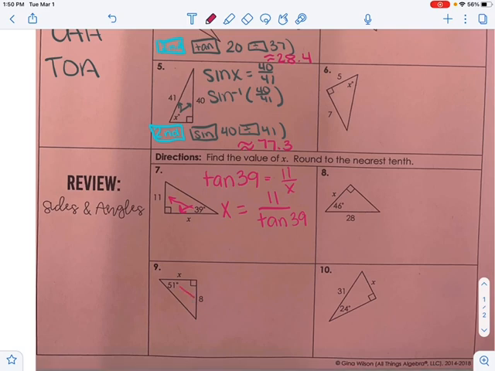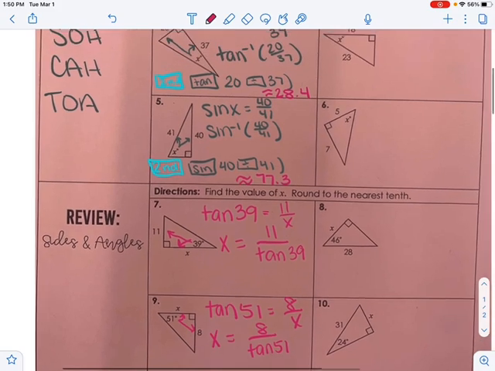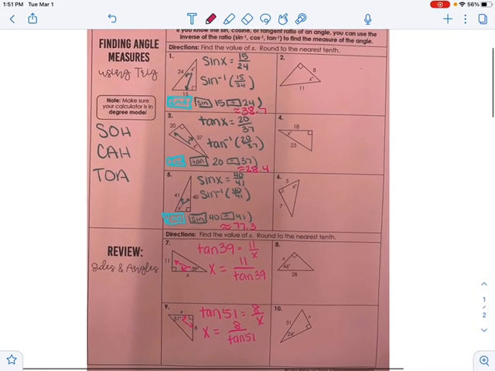Same with this next one. Again, no hypotenuse, so this one again is a tangent. Tangent 51 is equal to 8 over x. X is on the bottom of the fraction, which means the two things switch sides. And then you type that straight into the calculator to get a number. So go ahead and give all these evens a try, and then make sure this makes it into your notebook.